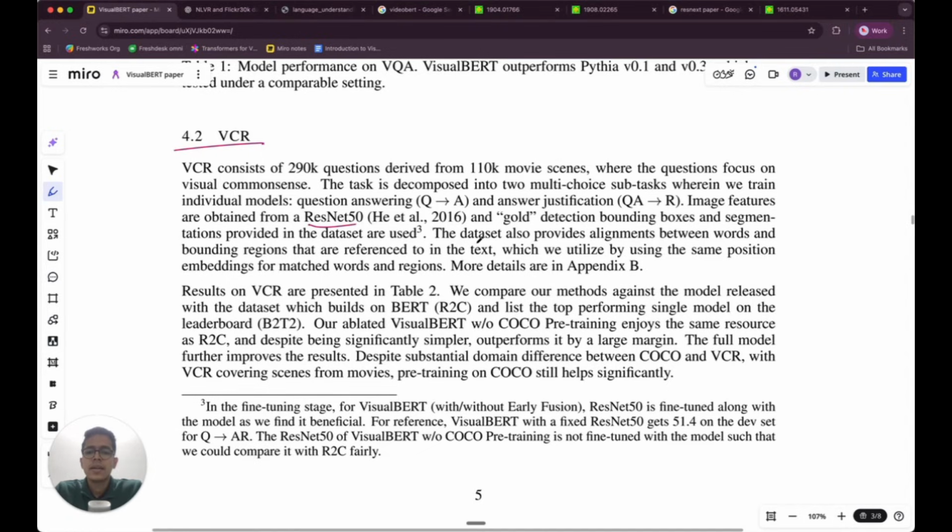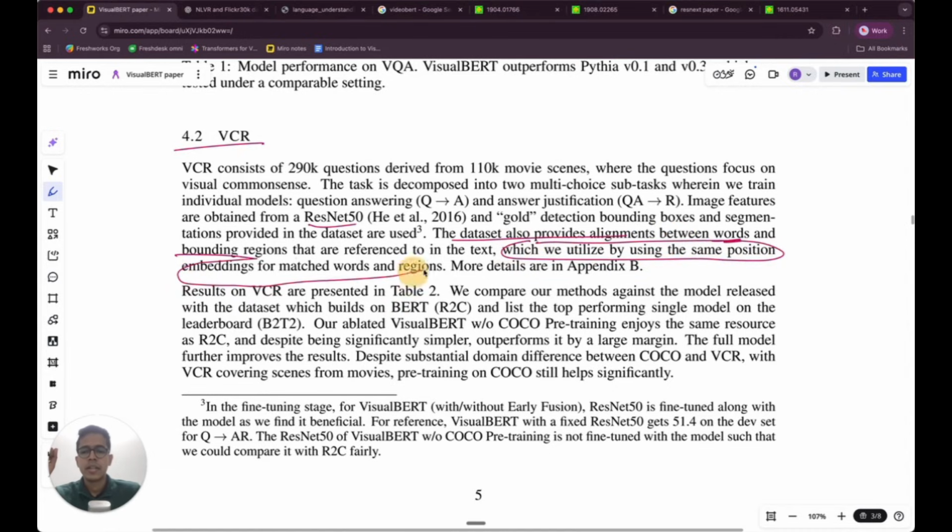All right. The dataset also provides alignment between words and bounding regions that are referred to in the text. So what this means is if the bounding region is that of a necktie of somebody, there will be some image caption in which the word necktie is there. So that word and this bounding box region will have some alignment. So the dataset also provides those alignments, which we utilize by using the same position embedding for matched words and regions. So this is very, very important.